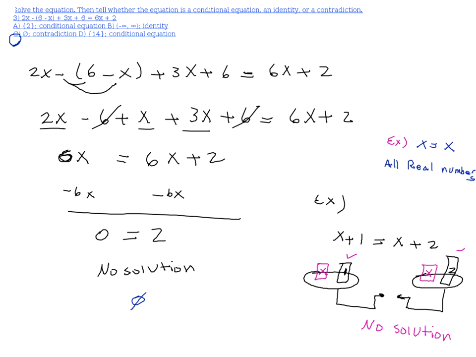And the type of equation that we have, we could select from conditional equation, identity, contradiction. So this would be contradiction when there's no solution. In this case would be identity. If I have x is equal to x, if I have all real numbers, that would be identity.